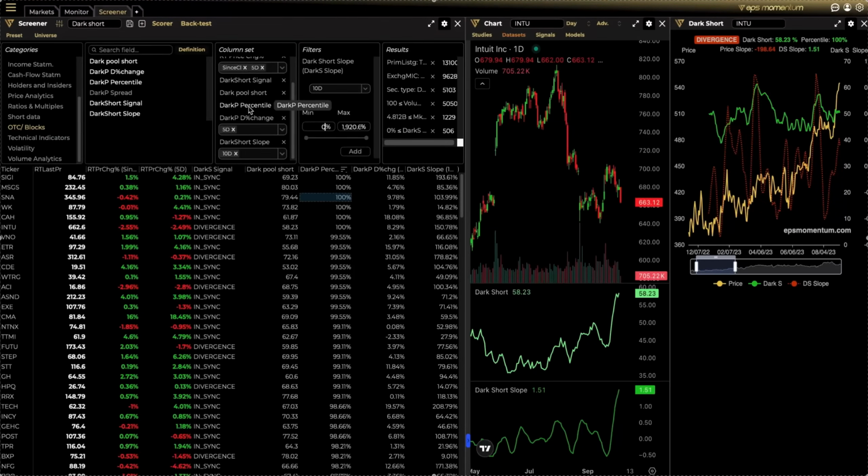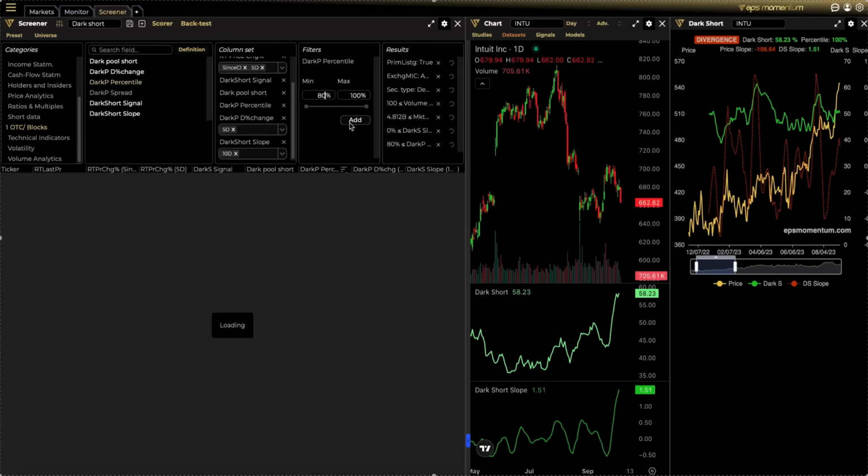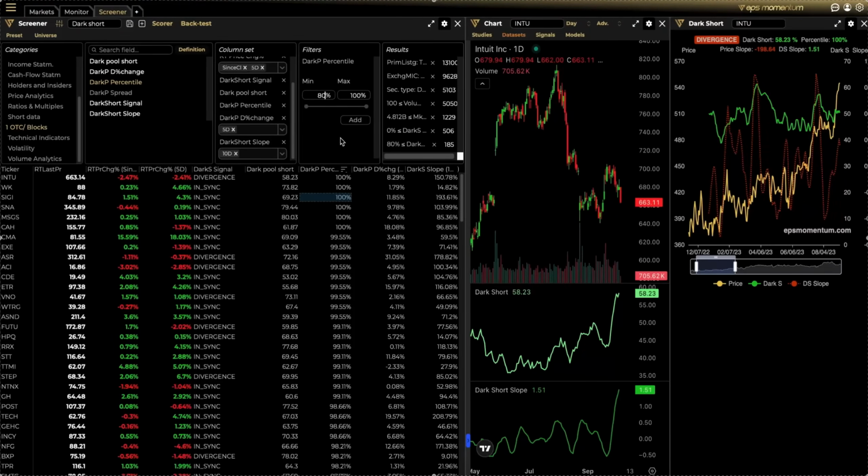The second metric we want to look at is the dark pool percentile. This shows how current dark short activity compares to the last year. A high percentile, for example 80 to 100%, means that dark short activity is unusually high compared to historical levels. Here on the chart, you can see the percentile value at the top of the screen.